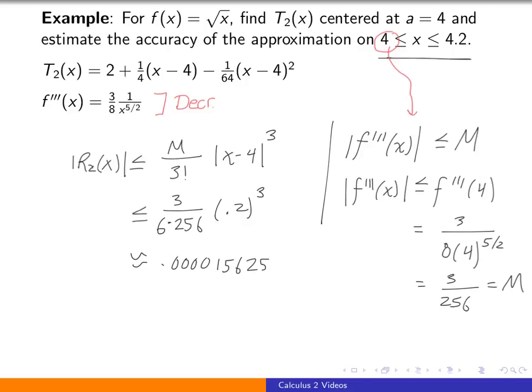Once again, an observation: the most difficult part of these remainder estimate problems is typically finding the value of M, which goes back to looking at the given derivative. Here, the third derivative is decreasing, so it will assume its largest value at the left-hand endpoint of the interval.